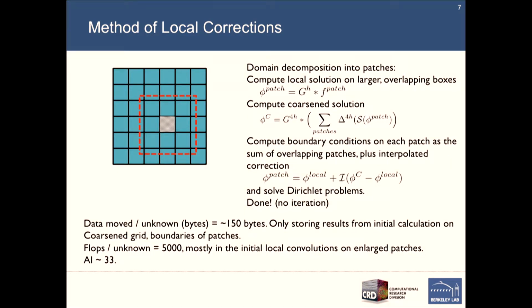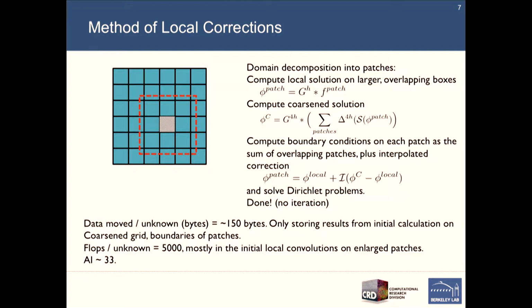So I have to justify that this actually makes sense in terms of the error you get. I could do lots of things that have less communication, but they wouldn't be correct answers to the problem. But let's first do some counting. The data moved per unknown is about 150 bytes. So it's a factor of 4 or less than what the data we're moving for multigrid.